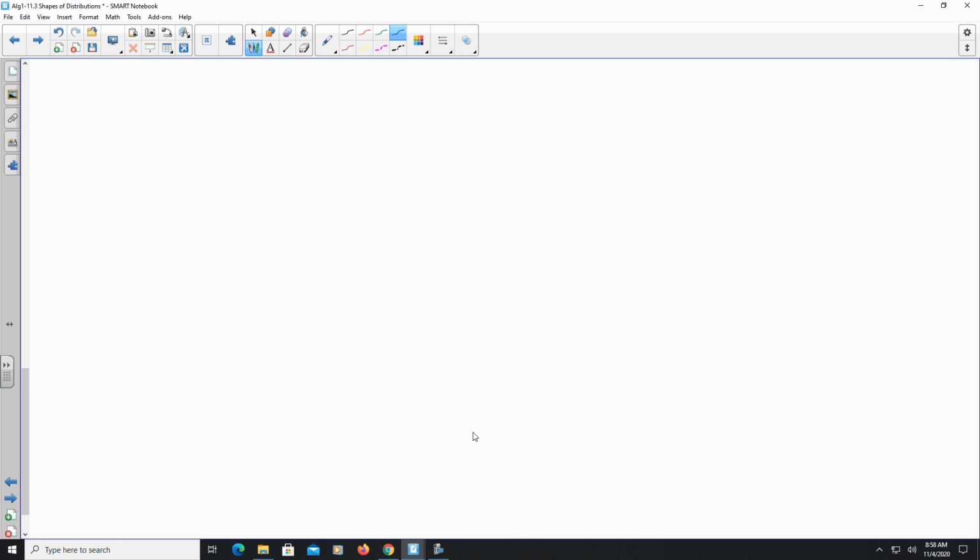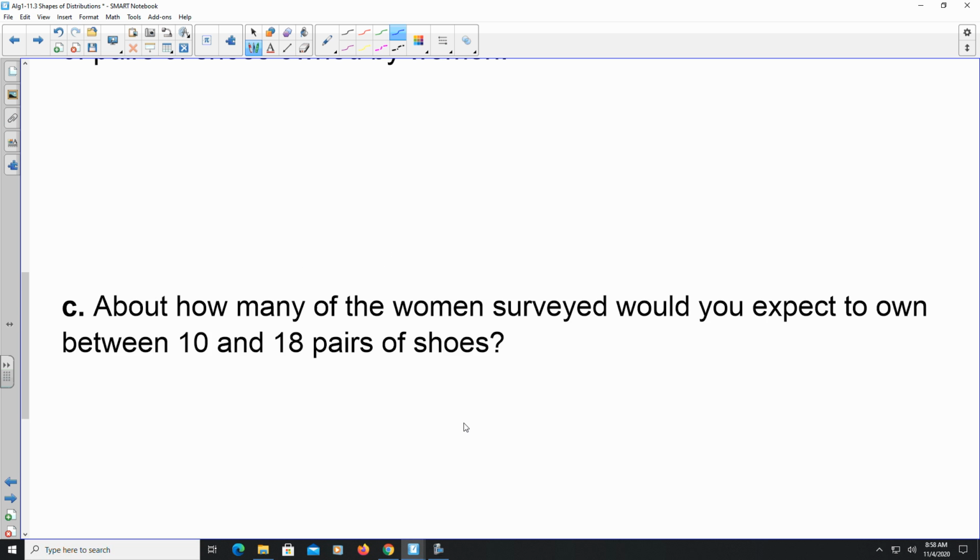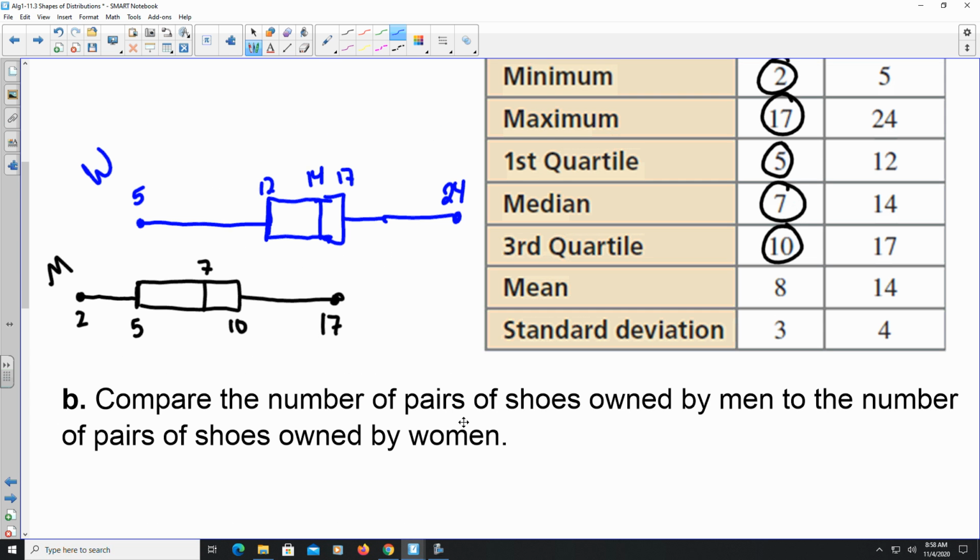Here, it's asking, how many of the women surveyed would you expect to own between 10 and 18 pairs of shoes? So 10 and 18 pairs would be somewhere between here and here. Okay. So before we get into what that value is, what we're going to look at is the distribution of a bell curve and how it is represented with respect to standard deviation.